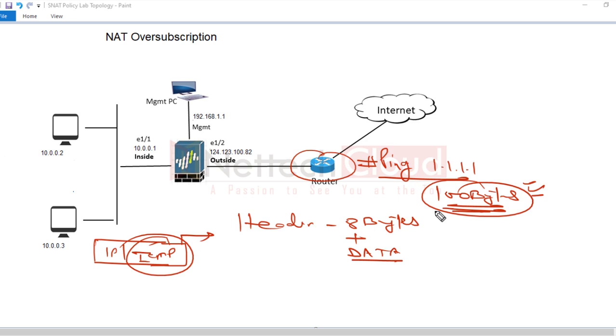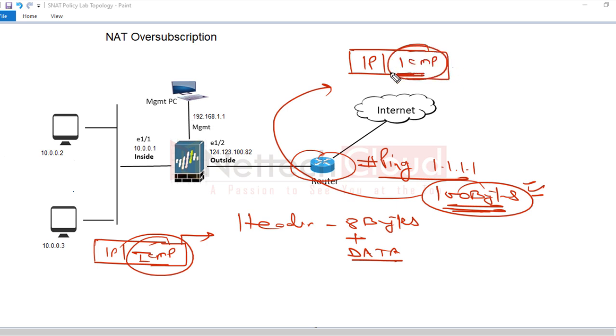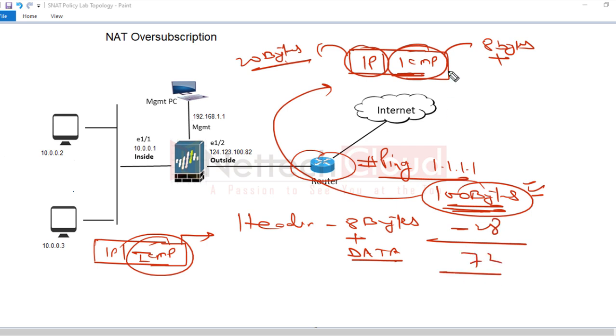But 100 bytes means what? 100 bytes means IP and ICMP, right? The IP header is a minimum of 20 bytes, the ICMP header 8 bytes, plus data. So data means 100 bytes minus 20 plus 8, that is 28, so 72 bytes. So the actual data payload here is 72 bytes. Okay. So 100 bytes means an IP header of 20 bytes, then an ICMP header of 8 bytes plus variable data, right? So 100 bytes means the actual data is 72 bytes.